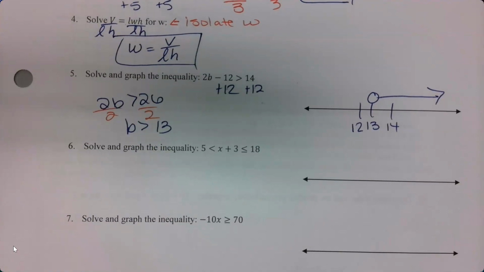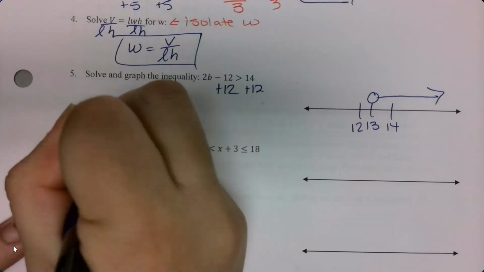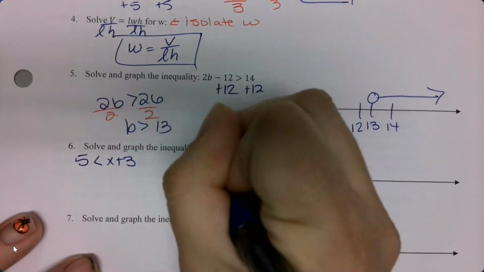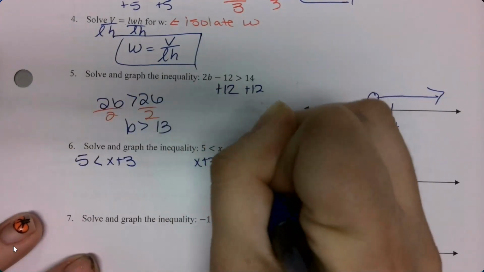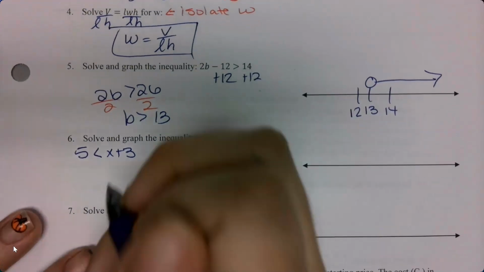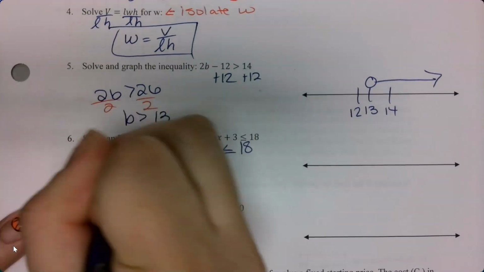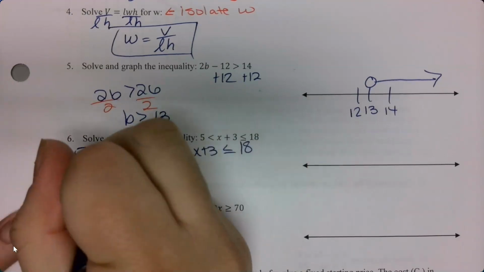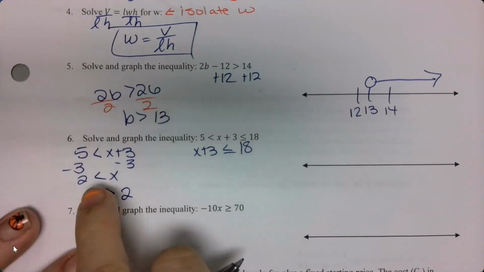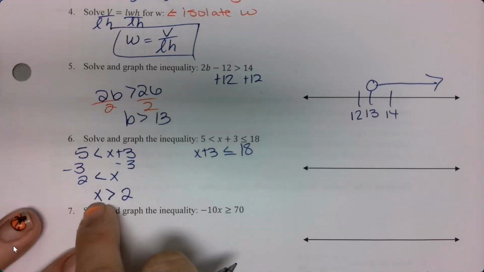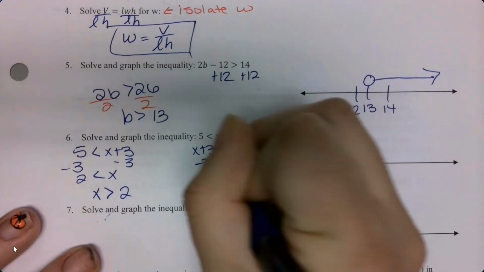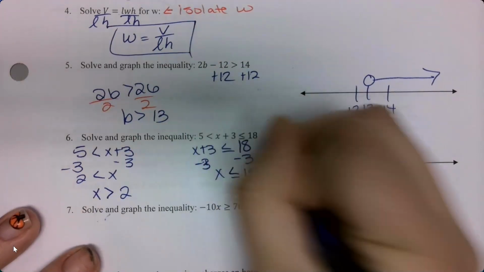Number 6 wants me to solve this inequality, so I'm going to split it into 2. I'm going to have 5 is less than x plus 3. And I'm going to have x plus 3 is less than or equal to 18. And I'm going to solve these individually. The first one I want to subtract 3. I have 2 is less than x. I always want my letter on the left side. So I have x is greater than 2. Remember, the open part is towards the x. Over here, I want to subtract 3 on both sides. I have x is less than or equal to 15.